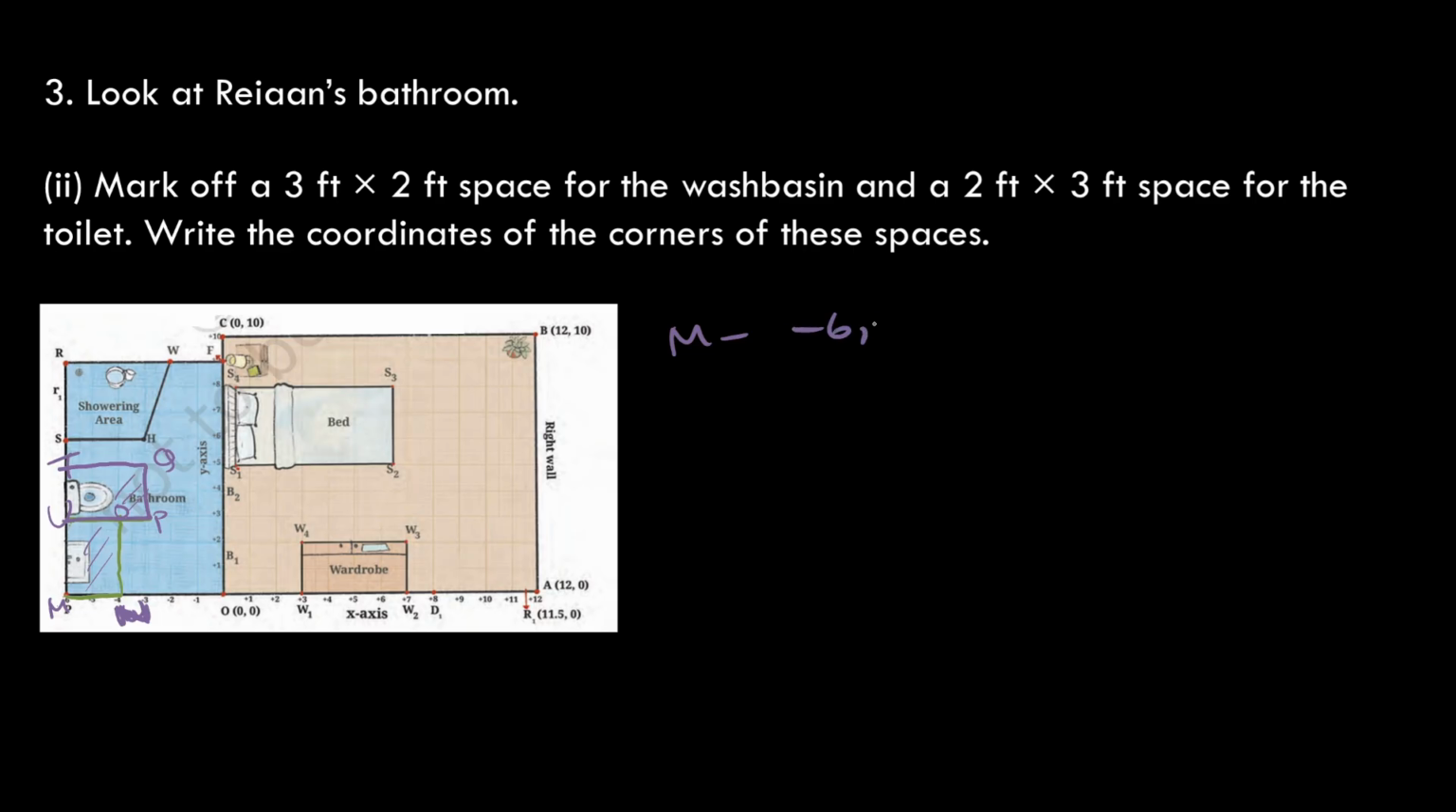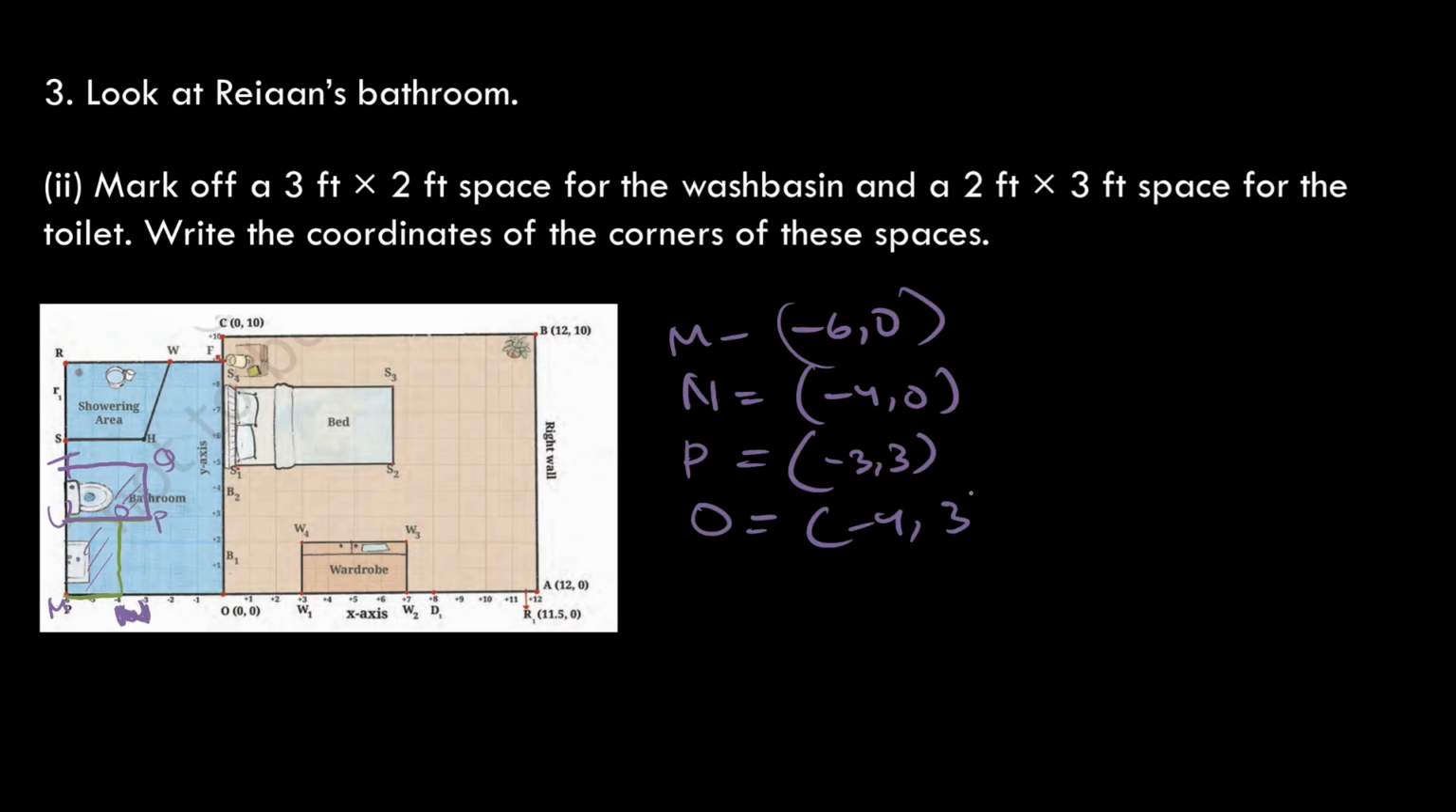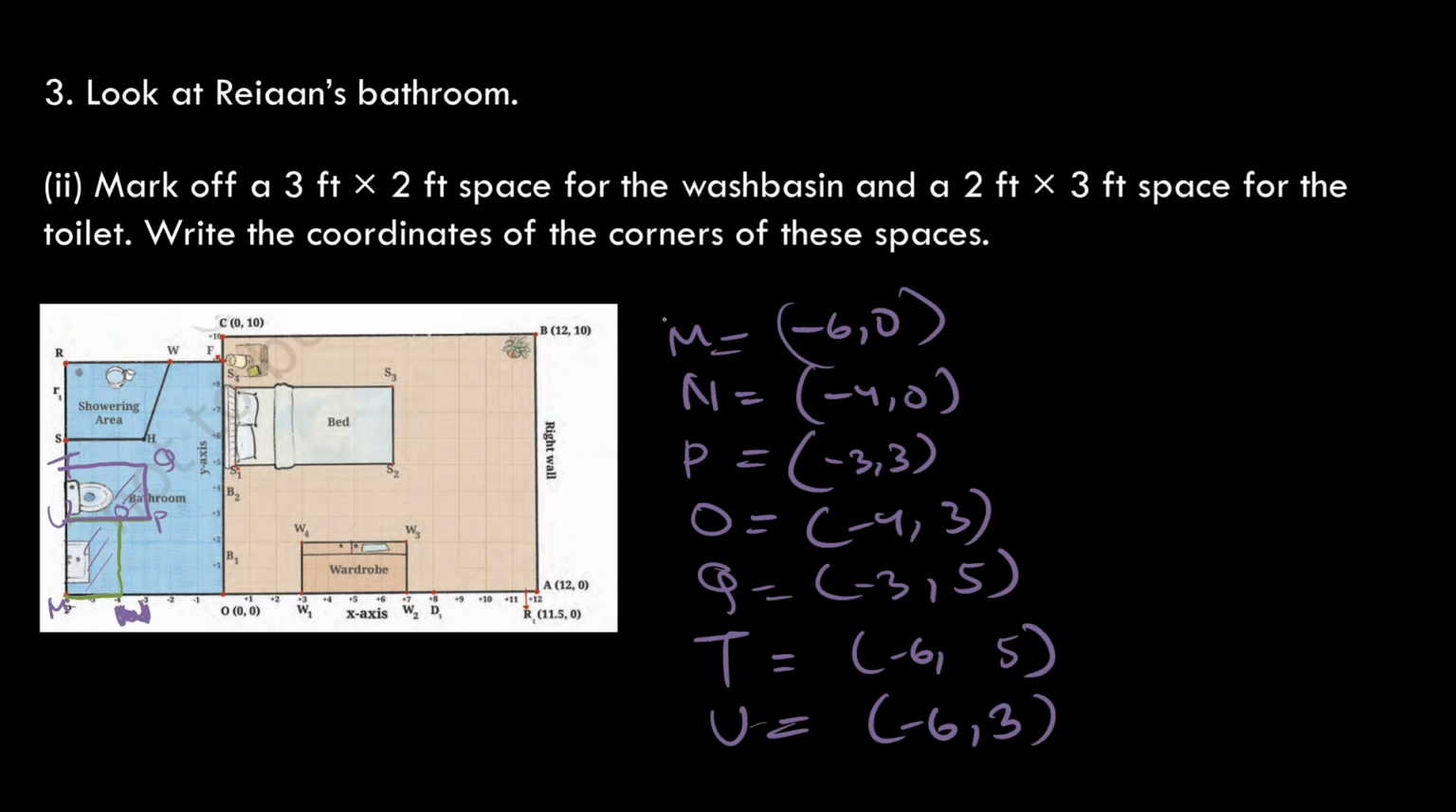Coordinates of M is -6, 0. Coordinates of N is -4, 0. And coordinates of P, this is P, is -3, 3. And O is going to be -4, 3. And Q is going to be -3, 5. And T is going to be -6, 5. And U, last point, we can see that it is -6, 3. So these will be the points for these. Now moving on.